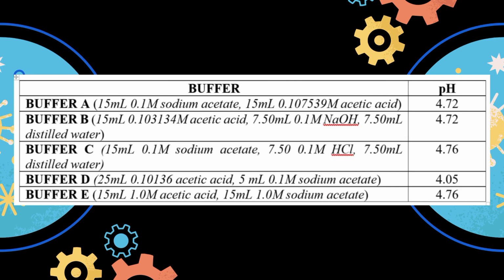Buffer C and E also had the same pH, 4.76, which was the largest among the 5 buffers prepared. In conclusion, the acid-base composition of a buffer has an effect on the behavior of buffer solutions in terms of pH value. Any addition of strong acid such as HCl or strong base such as NaOH results in a small difference in the final pH value of a buffer.